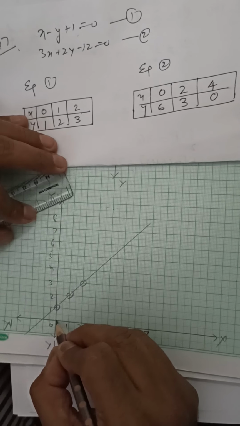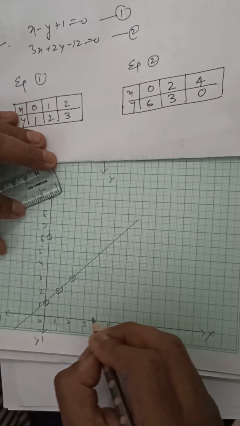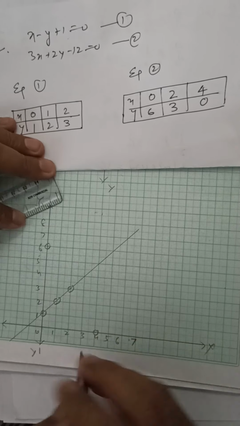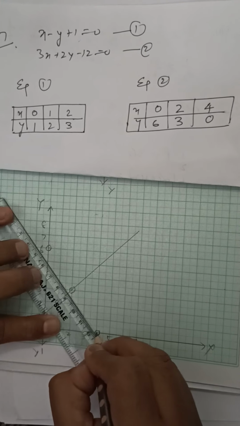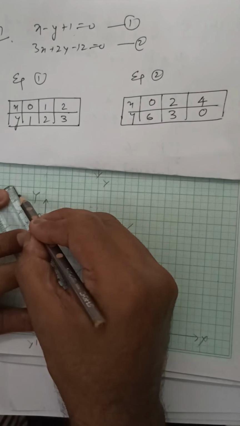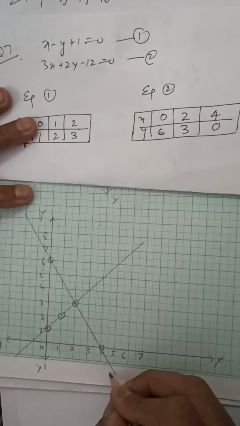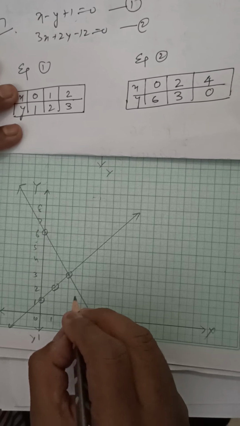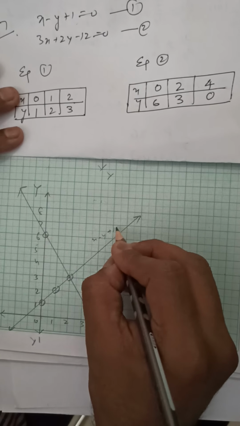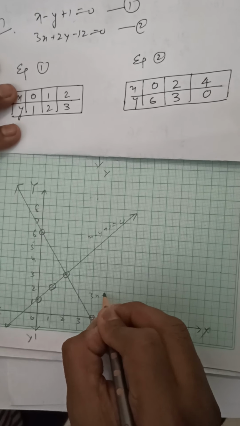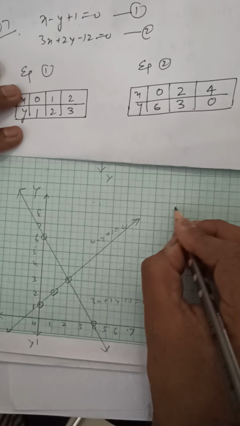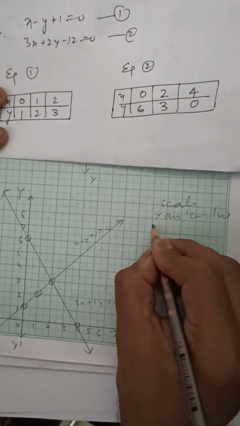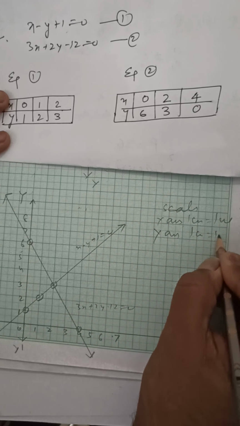Second one, x is 0, y is 6, this is the point. X is 2, y is 3, this is the point. And x is 4, y is 0, this is the point. So we join the 3 points. We put arrows on all the sides. We write the equation x minus y plus 1 equal to 0. Here it is 3x plus 2y minus 12 equal to 0. Here we write the scale. X-axis 1 centimeter is equal to 1 unit. Y-axis 1 centimeter is equal to 1 unit.